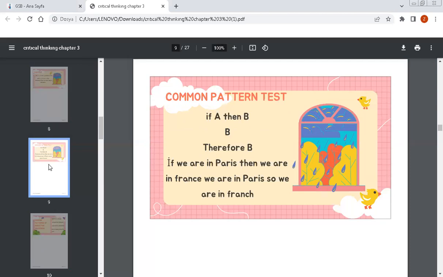And when it comes to another test, which is the common pattern test, we can use it to determine which kind of reasoning we are dealing with. This type of argument is always deductive. For example, if A, then B; A, therefore B. If we give an example: if we are in Paris, then we are in France. We are in Paris, so we are in France.